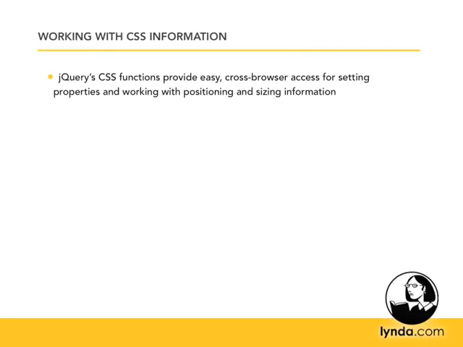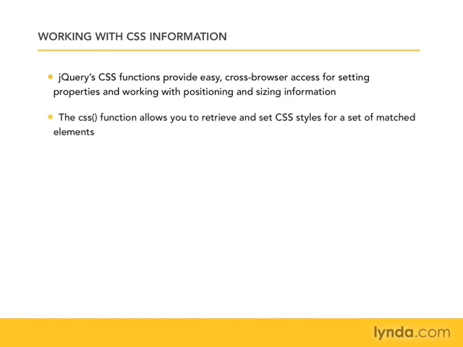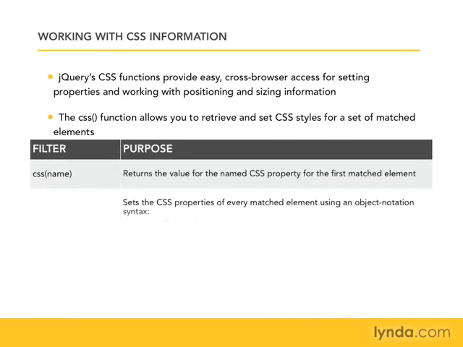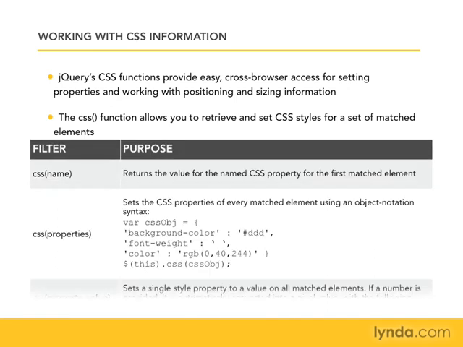jQuery's CSS functions provide easy cross-browser access for setting properties as well as working with positioning and sizing information for elements that are in your web page. The CSS function allows you to retrieve and set styles for a set of matched elements, and up until now, throughout this title, you've probably been seeing me use that CSS function to make some of the early examples in this course visible to you on the screen.